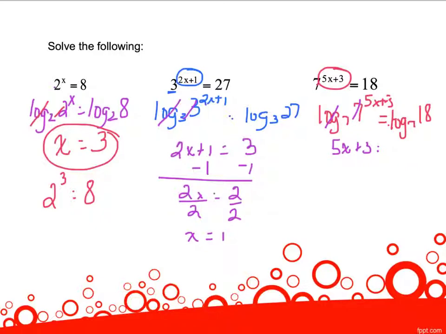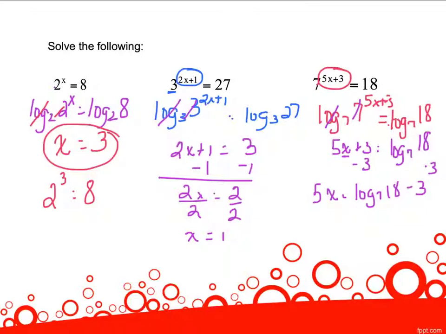Well, for right now, I'm going to solve this without my calculator, and then we'll come back and do it with a calculator. So we're going to leave that as log base 7 of 18. Now I'm trying to get x by itself, so I would solve that equation by subtracting 3. That would give me 5x would equal log base 7 of 18 minus 3.